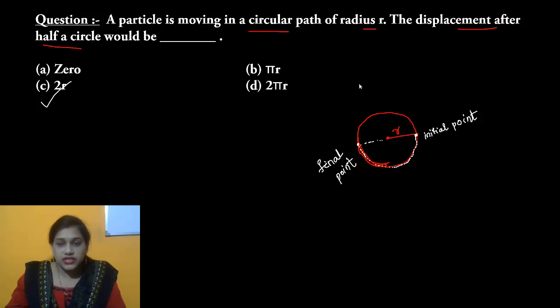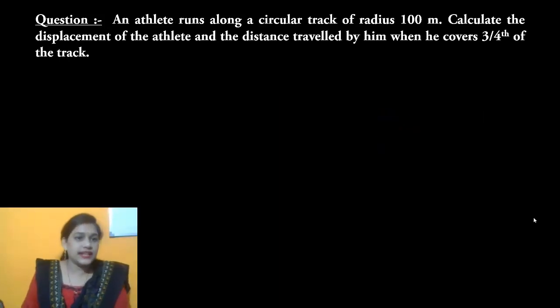Okay, if the question is modified, if it asks what is its distance, then you have to find out this half of the circumference. Total circumference of the circle is 2 pi r and divided by 2, that is pi r. Distance is pi r, but here in this question it is asked displacement after half of the circle, so it is 2r. This is r and this is r, total is 2r. Okay, now this is the next question.